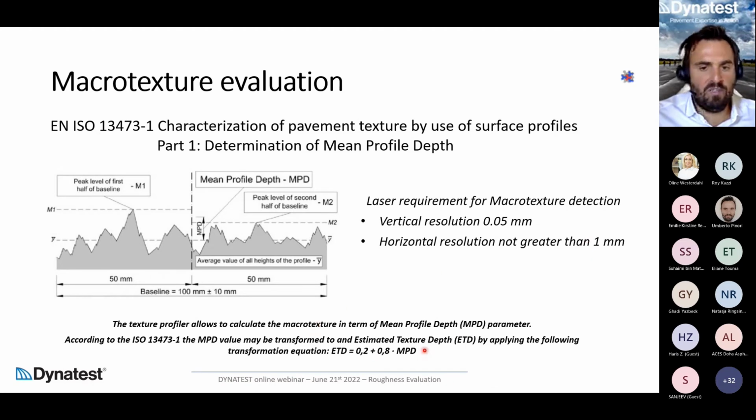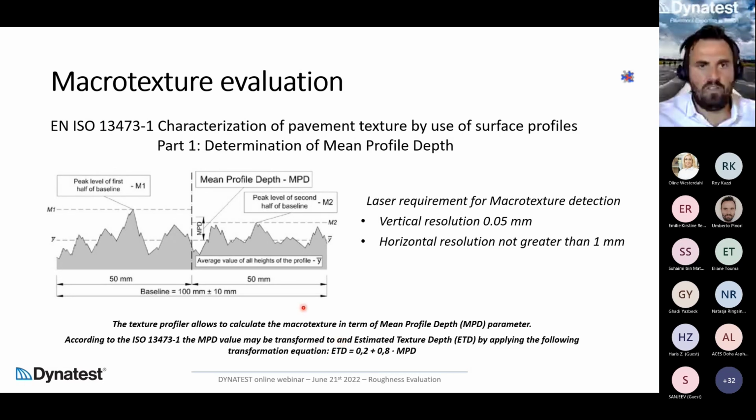It is important because the standard reports a correlation between the estimated texture depth and the mean profile depth, which is the parameter that can be measured or calculated from the profiler. So using this equation, of course, the same value of macrotexture can be compared. And this is very important to correlate the old method to the new method.